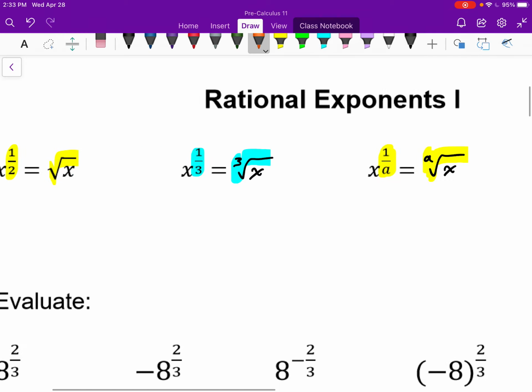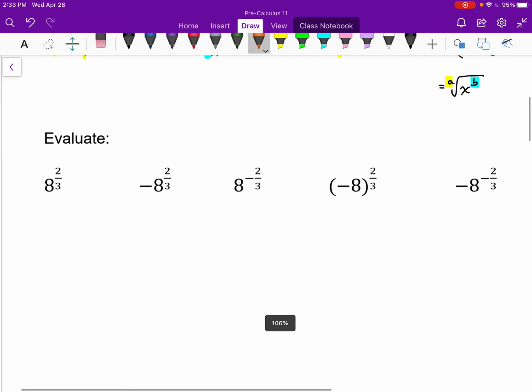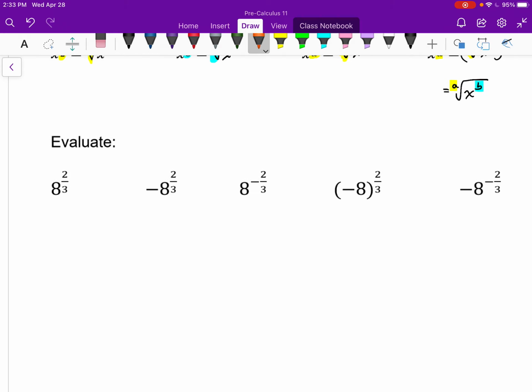All right, so let's evaluate some of these. Of these 5 expressions, they're all very similar, but they're all different, although some of them may have the same answers. But none of them are exactly the same in terms of what's written down here. So let's look at these one at a time.